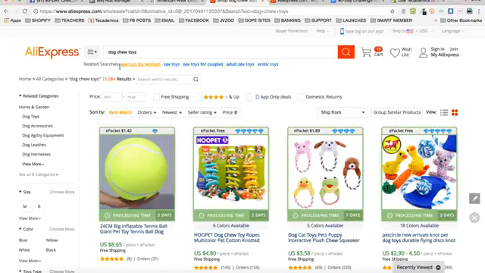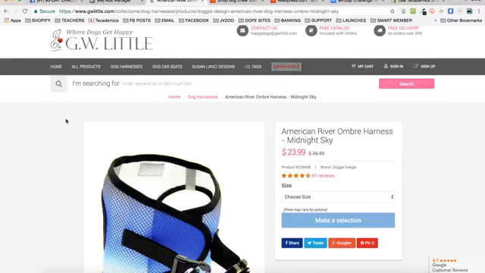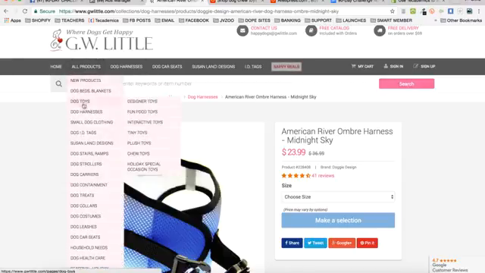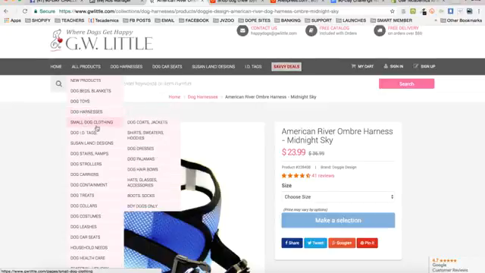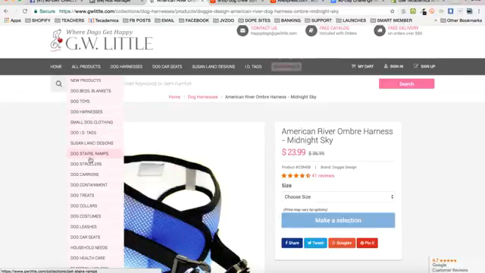Oh, that's funny. Look, dog chew toys is bringing up sex toys as a related search. That's classic. So look, they got all these products: dog harnesses, small dog clothing, dog ID tags. So you see what I'm saying? You could have your own dog store featuring a bunch of dog products that you can find.